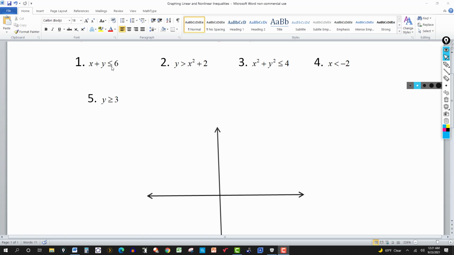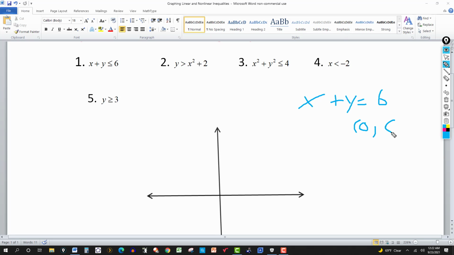So x plus y less than or equal to 6. Boundary would be x plus y equal to 6, which represents a line. So the first thing we do is we sketch the graph of the boundary. 2 points determine a line, so we just pick values for x and y. So I'm going to pick x to be 0. And you can see if x is 0, y would be 6.